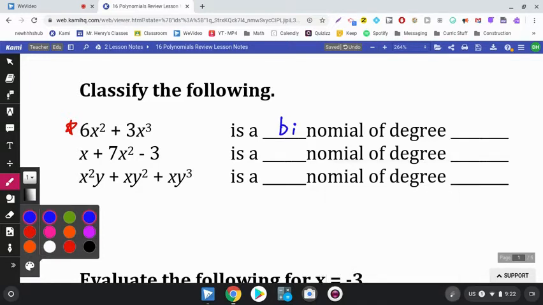the degree is the highest exponent within the term. So this, the exponent is 2. This, I have an exponent of 3. The highest would be 3. Okay, maybe I'll just do the bottom one just to talk about the degree.